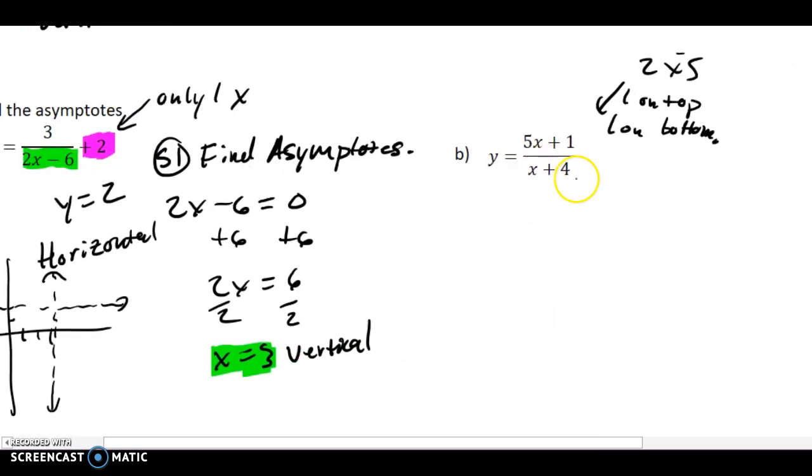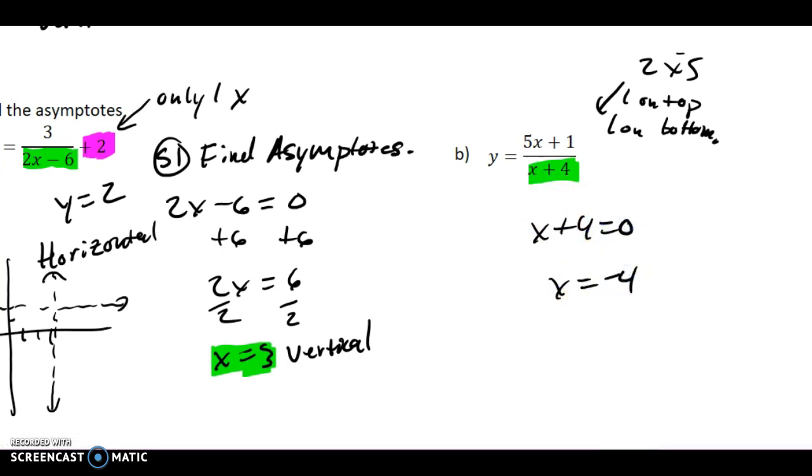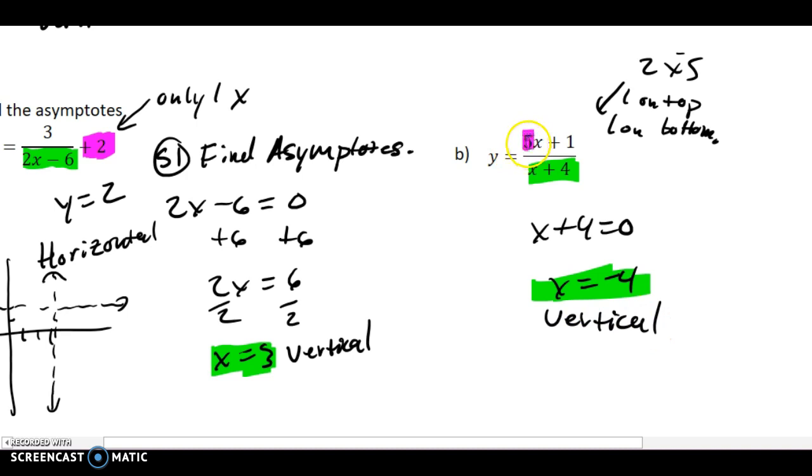Okay, when it looks like this, this right here, the screen part, is still the same. So to find the asymptotes, we're going to do x plus 4 equals 0. So x equals negative 4. And that's the vertical. The horizontal asymptote, don't forget if there's no number in front, we could put a 1, is that right there. So it'll be y equals 5 over 1, or just 5, and that's the horizontal.